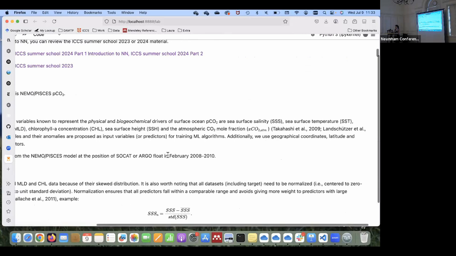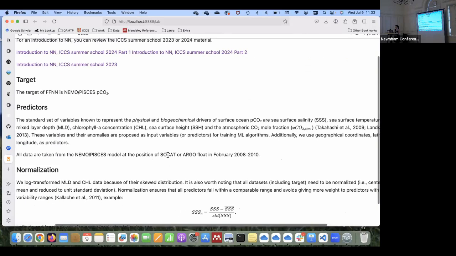Those are sea surface salinity, sea surface temperature, mixed layer depth, the chlorophyll concentration, the sea surface height, and the atmospheric CO2 mole fraction. So you can see it's a mix of dynamical information as well as biochemical information from the chlorophyll. And then of course we have lat and lon, the spatial coordinates.